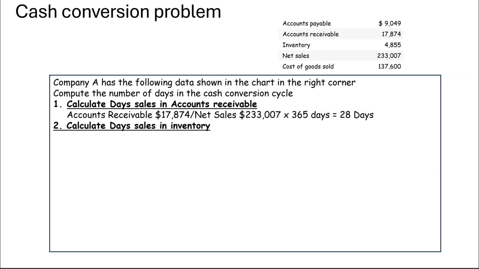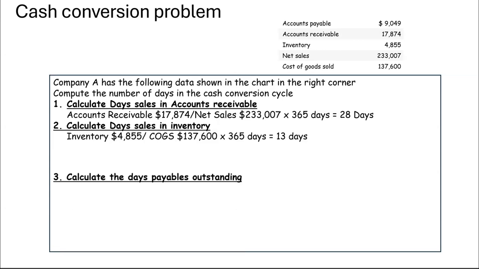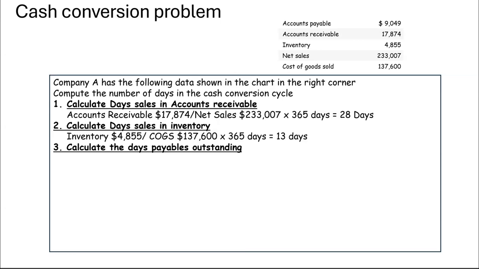Now, calculate days sales in inventory. We're going to take our inventory divided by cost of goods sold. In that case, we have 13 days. Then we're going to calculate the days payable outstanding. We're going to take our accounts payable divided by cost of goods sold, and we get 24 days.